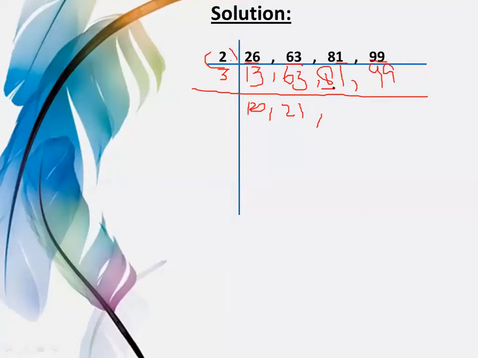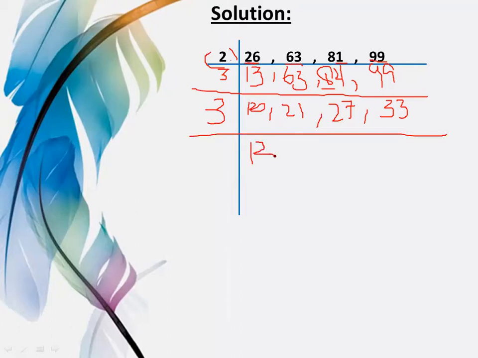Let's see how. Here you have 8. So 3 into 2 will become 6 and you will get remainder 2 here. Then carry 2 to the next number. Your next number will become 21. So 3 multiplied by 7 will become 21. Your next number is 99. So 3 into 3 is 9. Now here you have 13 that cannot be divided by 3, but 21, 27 and 33 can be divided by 3. So you will divide them by 3.